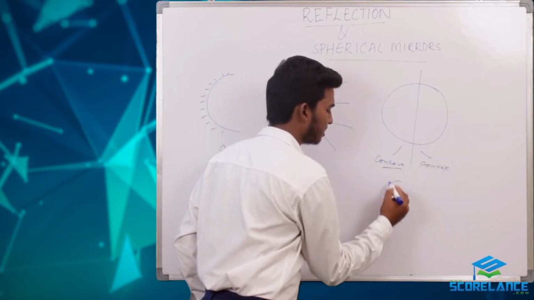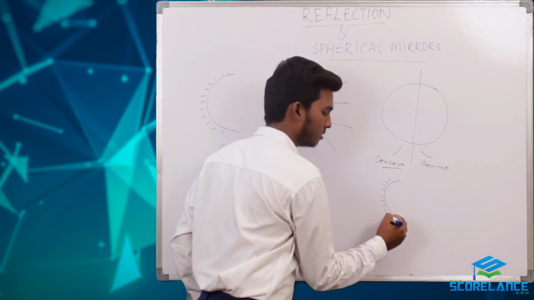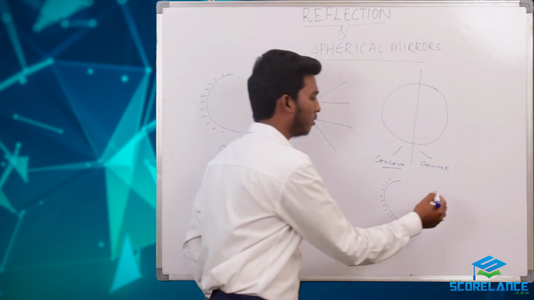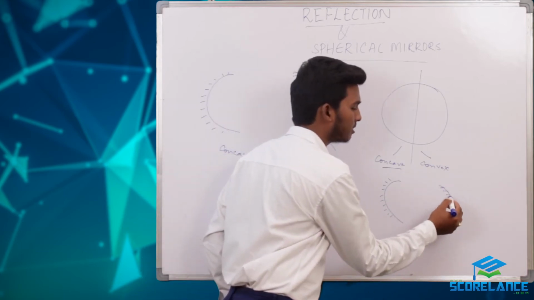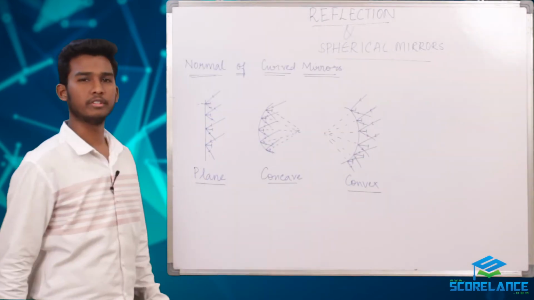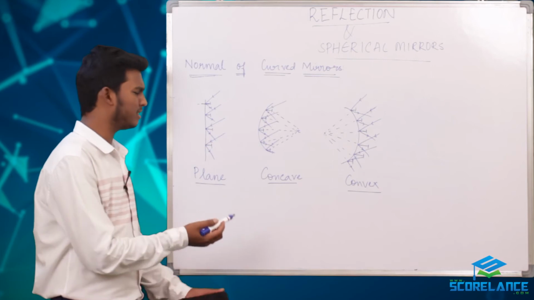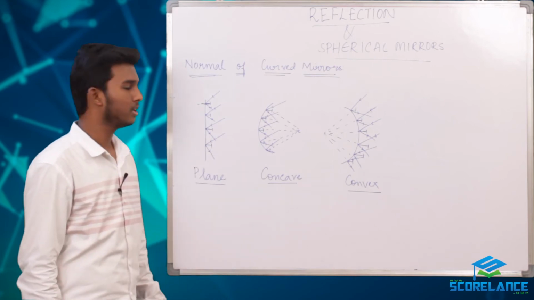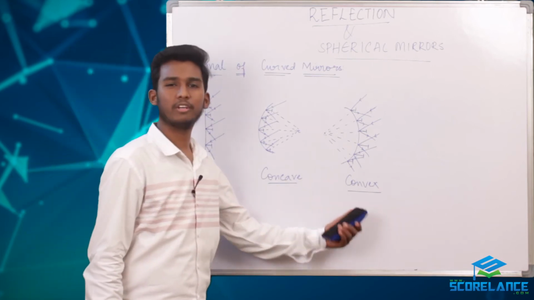Concave part is one which has the outer coat as a silver coating, and the convex will have the inner one as a silver coating. Now let us see the normals of the curved mirrors. We know we can easily say the normals to the plane mirrors, right? Now let us see about concave and convex mirrors.